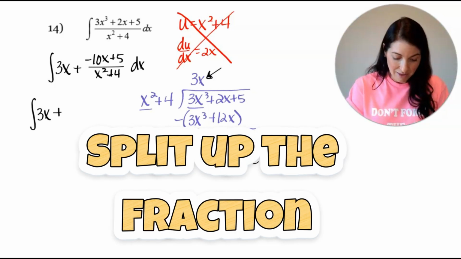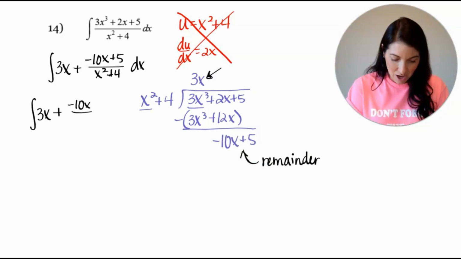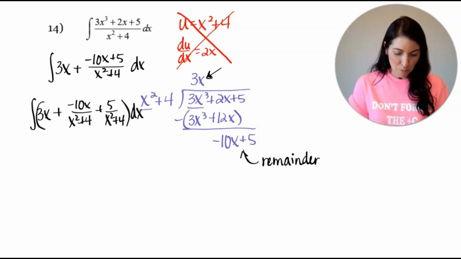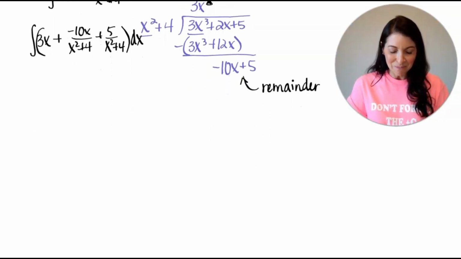So I'm going to rewrite this as negative 10x over x squared plus 4, and then I'm going to have plus 5 over x squared plus 4, and all of this dx. All right, I'm running into the purple over there. I need some more space.